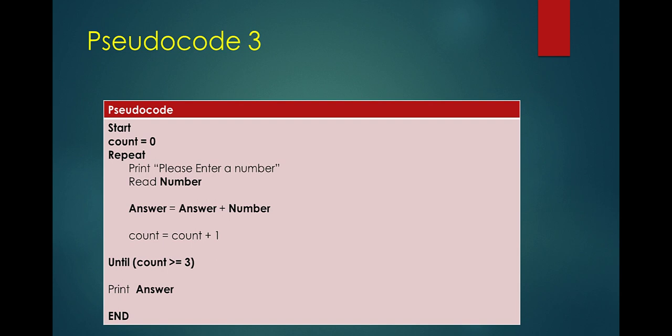As a third solution, we start with the keyword start, which is a terminator, as we saw early on. And then we show a variable named count. So here we have count is equal to 0. So basically here we are initializing our variable and saying that our variable is 0 at the beginning of our program. Then we use a keyword here, repeat, which means that whatever follows will be repeated.